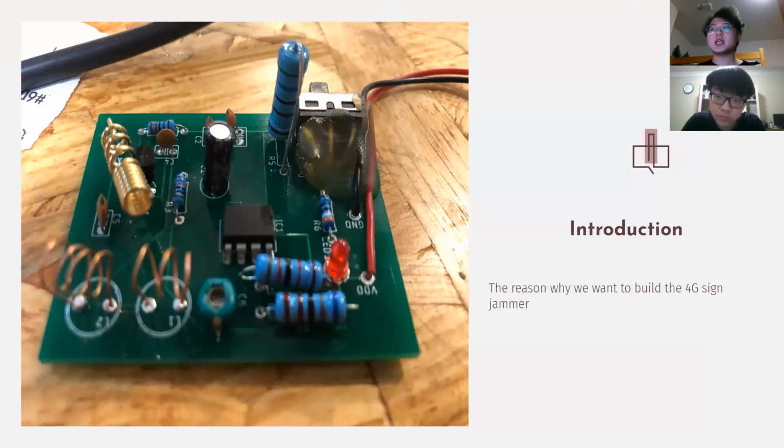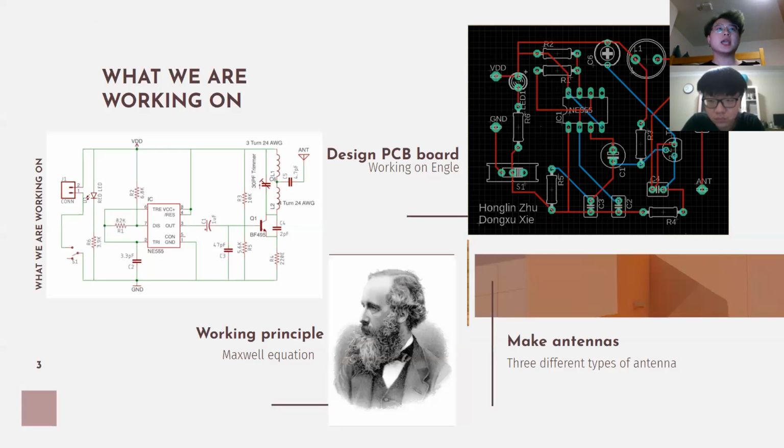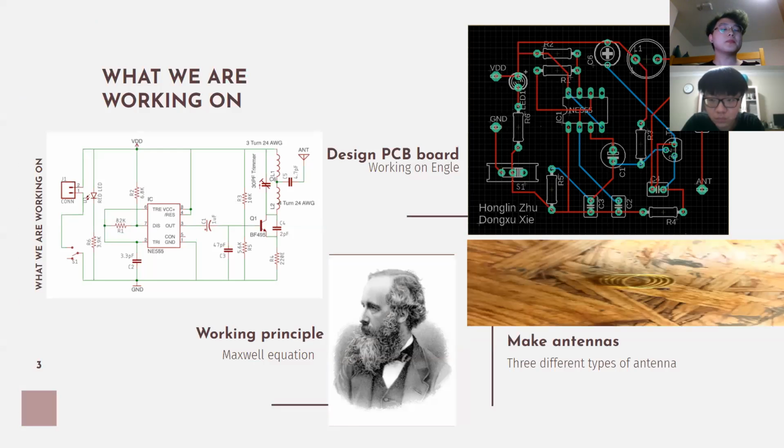It has a large size and high power and can block other signals and interfere with the normal operation of public places. So we decided to make a small-size jammer only blocking the 4G signals. And this is what we are working on.